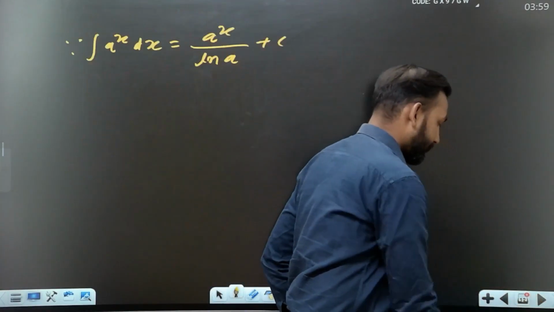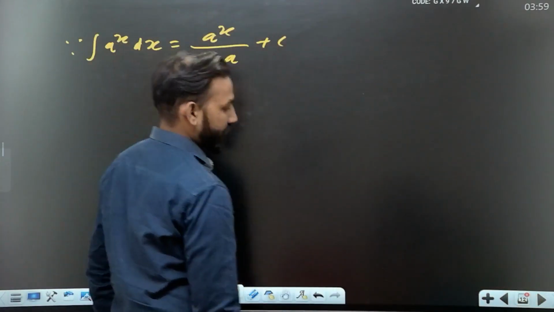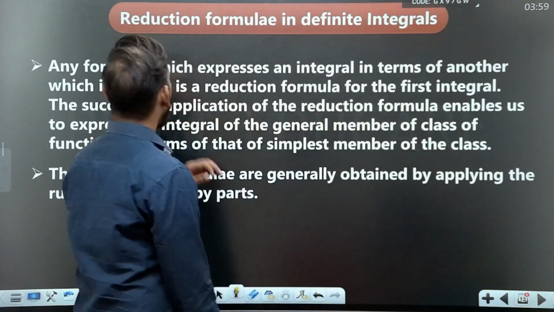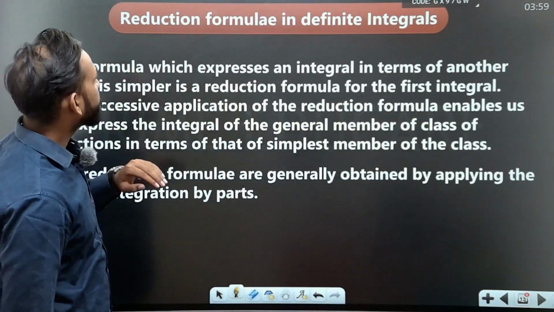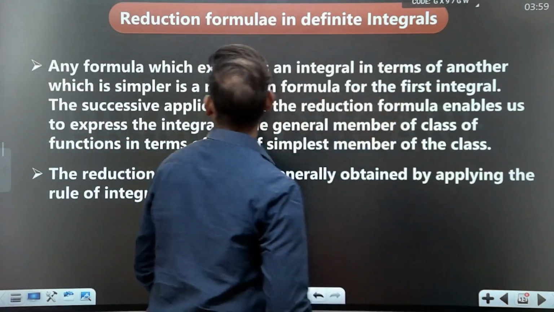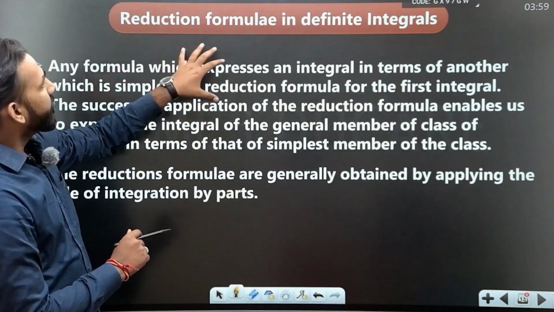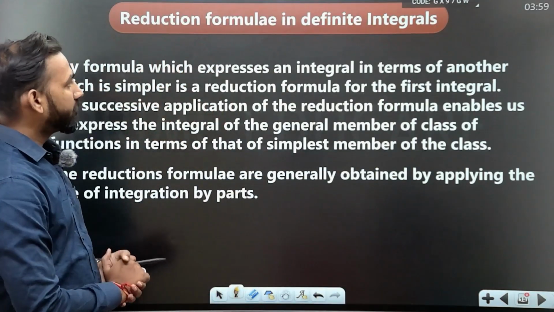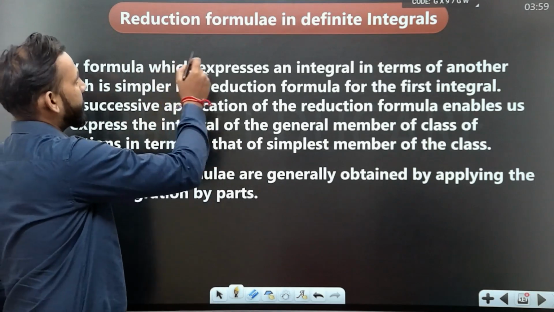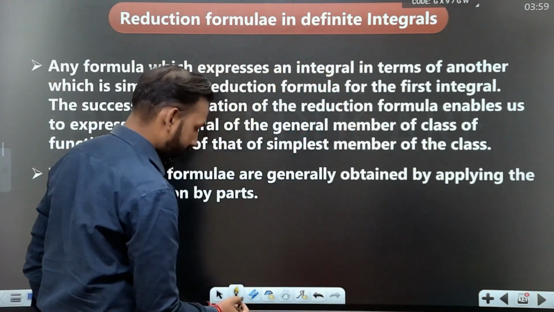The next question is reduction formulas in the definite integral.